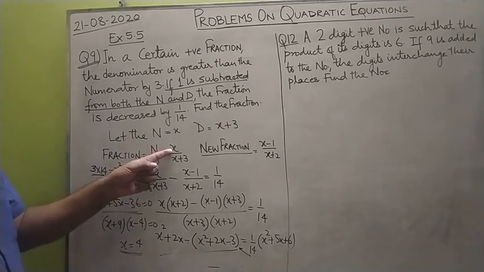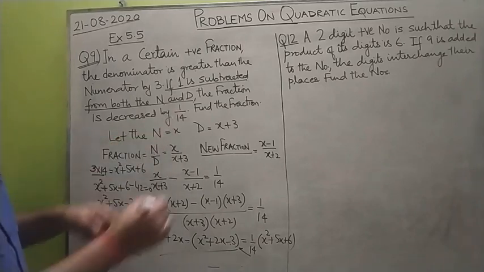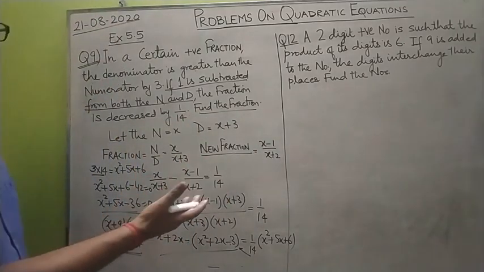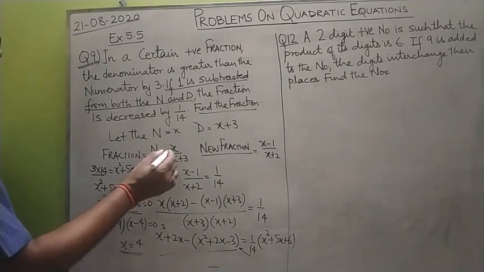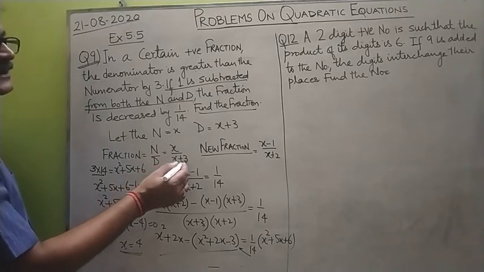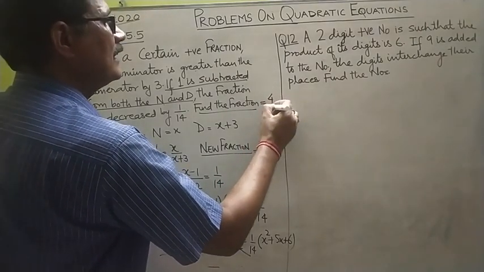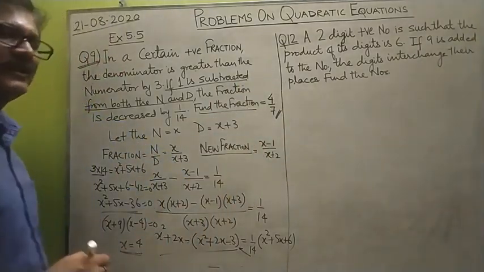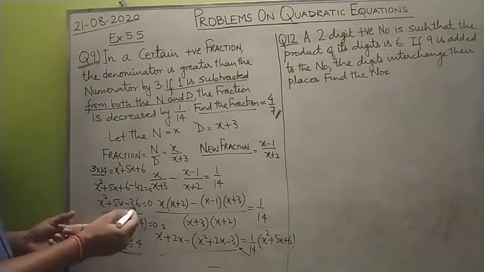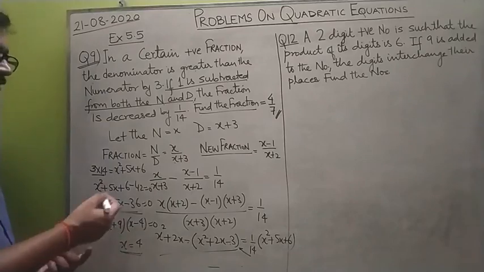So when you put the value of x as 4 here, it becomes 4, and 4 plus 3 is 7. Finding the fraction means finding the original fraction. So the original fraction is 4 by 7. This factorization is very simple, children. That's why I wrote it directly here. You can do it yourself.